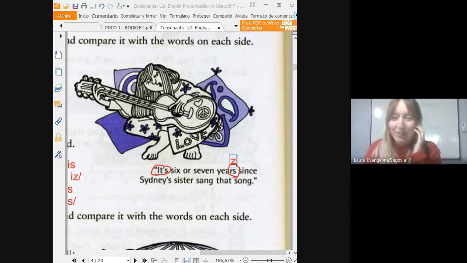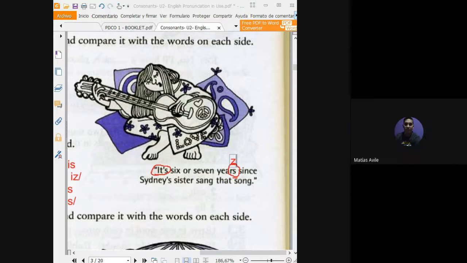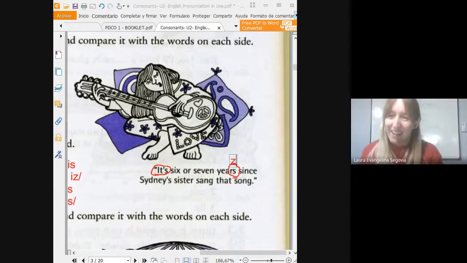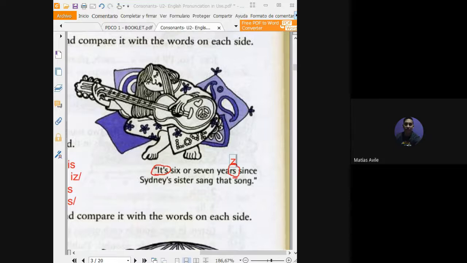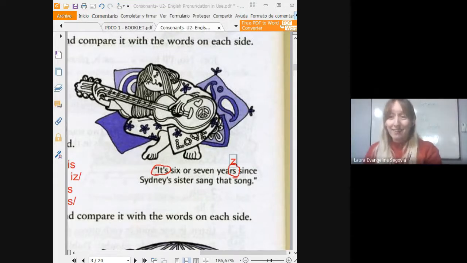Good. Very good. Now say it angry. You are angry because you haven't seen Sydney Sister before. Come on. Again? Yes, but angry. It's 6 or 7 years since Sydney Sister sang that song. You are angry like that? No. Come on, better. One more time. It's 6 or 7 years since Sydney Sister sang that song. You are nice when you're angry, if you speak like that. Okay, thank you, Matías. Very good.